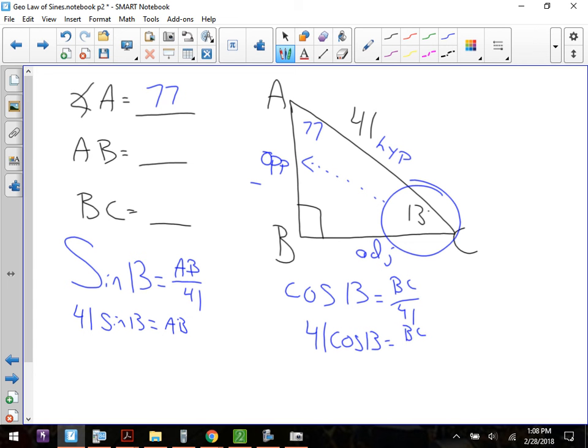We're not trying to find that, we're just trying to figure out what those two parts are. Adjacent over hypotenuse. So then it's a matter of pressing buttons on the calculator. But again, you're writing down what you're going to do before you do it. Yes, ma'am?